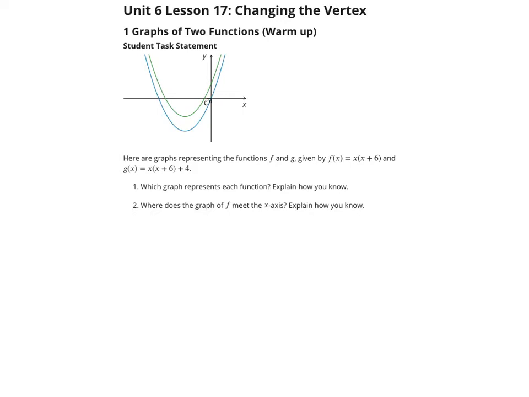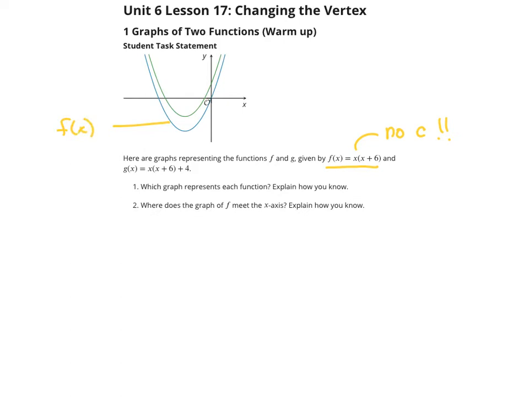Here are the graphs representing the functions f and g, given by f of x equals x times the quantity x plus 6, and g of x equals x times the quantity x plus 6, plus 4. Which graph represents each function? Explain how you know. Well, f of x does not have a constant, no c term, so it's going through the origin.